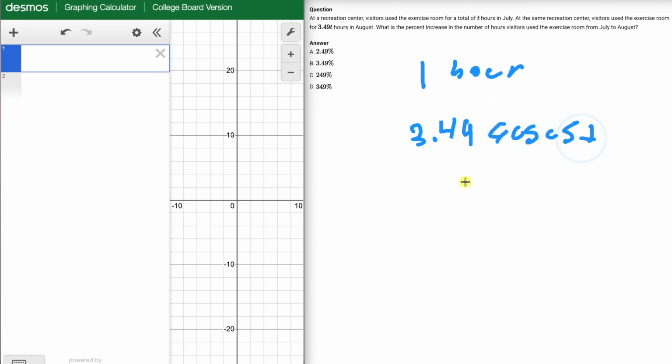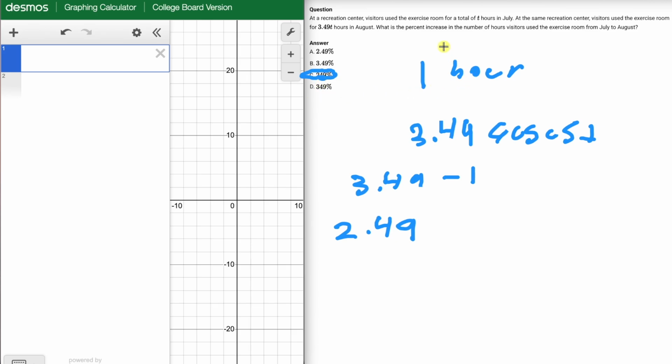So now, once I have this here, it says the percent increase. That means you have to subtract these two numbers and then do the percent. So it would be 3.49 minus 1, and that's 2.49. So 2.49 is equal to the difference between them. And then I would just times 1 because it's T. So I would just convert this into a percentage, and it's 249% because you just multiply it by 100 to convert to percent. So the answer here is C.